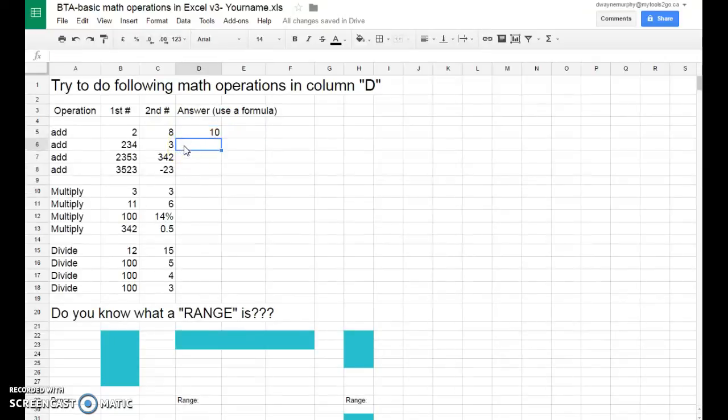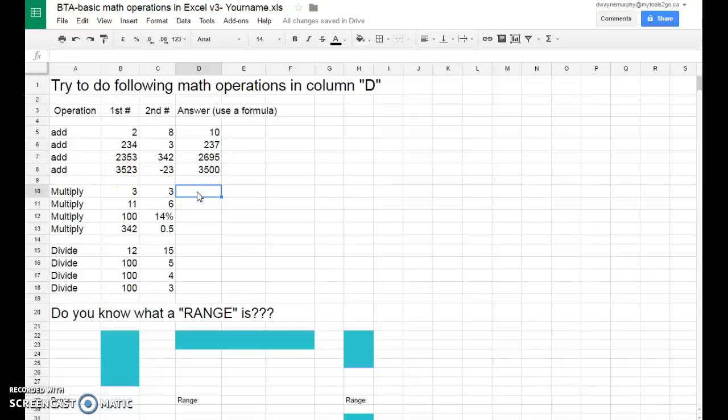I'll do one more addition here. I'm going to say equals, this cell, B6 plus C6. Now I'm going to do something really cool: I'm going to fill down. You see this little box at the corner here? I'm going to just fill down, and it's going to apply the same formula, addition.